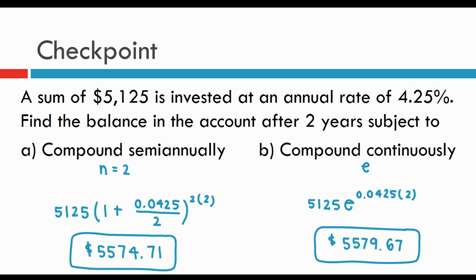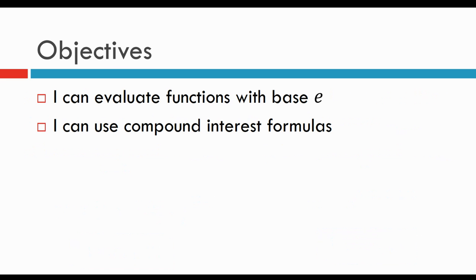All right, hopefully these are the values that you got. Remember, I had to change the 4.25% into a decimal, so 0.0425. When we're semi-annually, that's about n equaling 2. When we're continuous, that's when we're using the PERT formula with the number e. All right, so with those values, I rounded to the nearest cent because we're talking money. So hopefully that is okay with us evaluating with the function with the base of e and starting to understand those compound interest formulas.